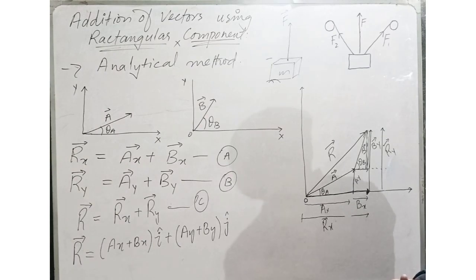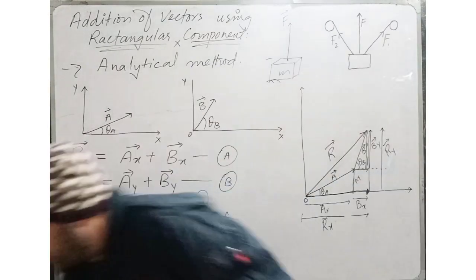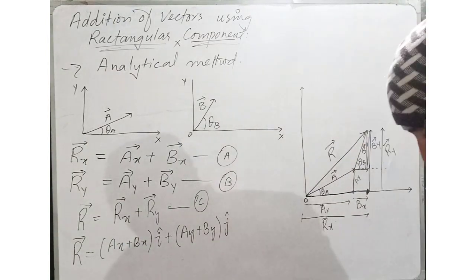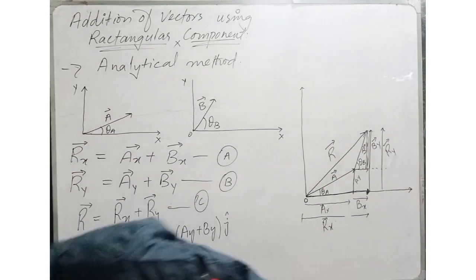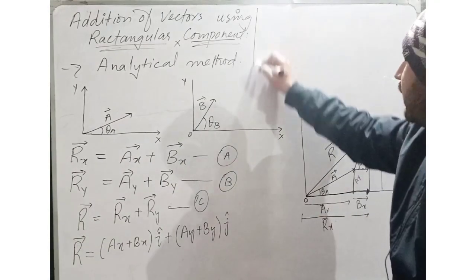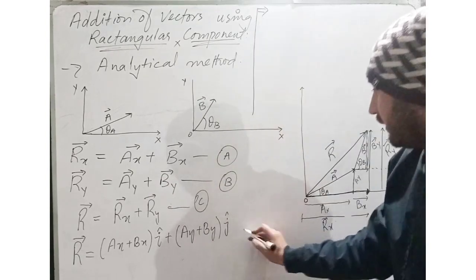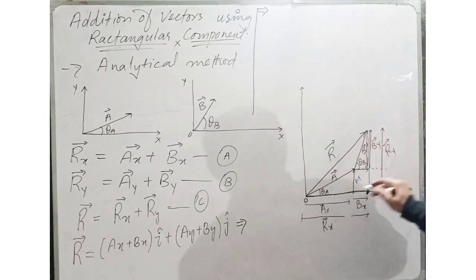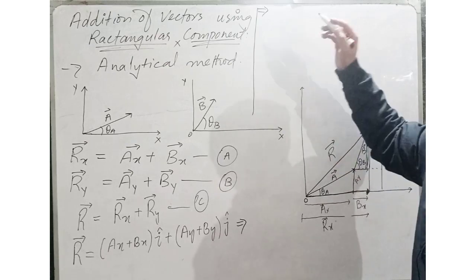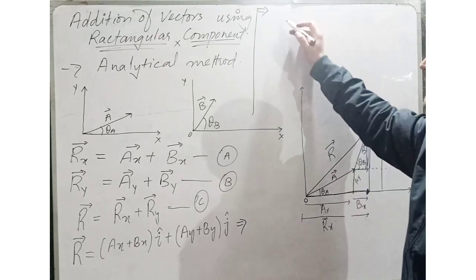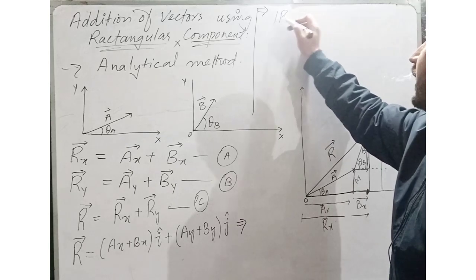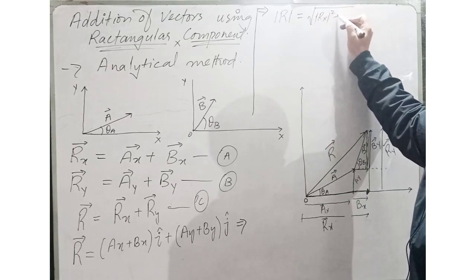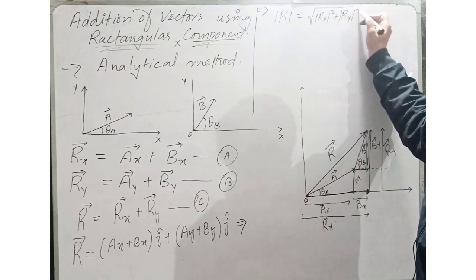Now what about its magnitude? Okay, so in order to find its magnitude and direction, we can use the same formula. So it is starting here, right? From here we are going to start over here. Okay, it's a right angle triangle, and using Pythagoras theorem we can find the magnitude, and the magnitude of R will be equal to the square root of Rx square plus Ry square, right?